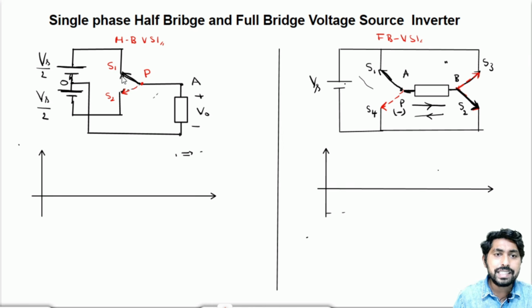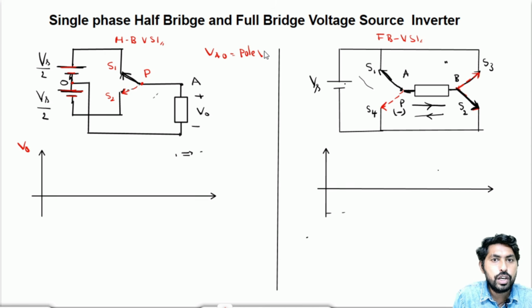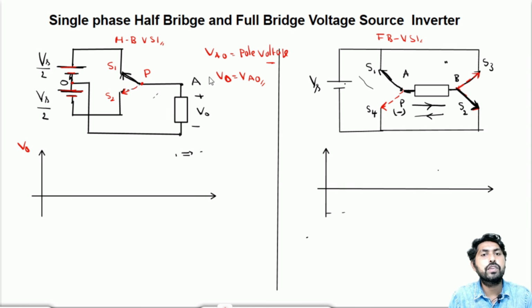Now let us analyze the half bridge inverter. Let me draw the output voltage V0. Here Vs by 2 is one source and Vs by 2 is the second source. Here Va0 is the pole voltage. Va0 is called the pole voltage. And here V0 is the output voltage. So V0 here will be the Va0.